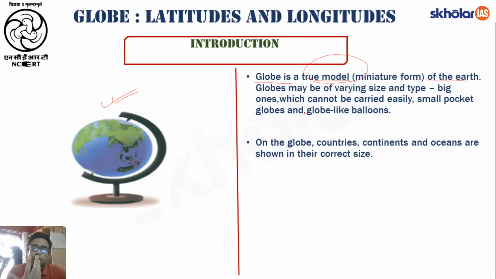A globe can be of different sizes. It can be large, it can be small. And on the globe, what do we have? We have the presence of the countries. It showcases the continents, it shows your oceans, etc.